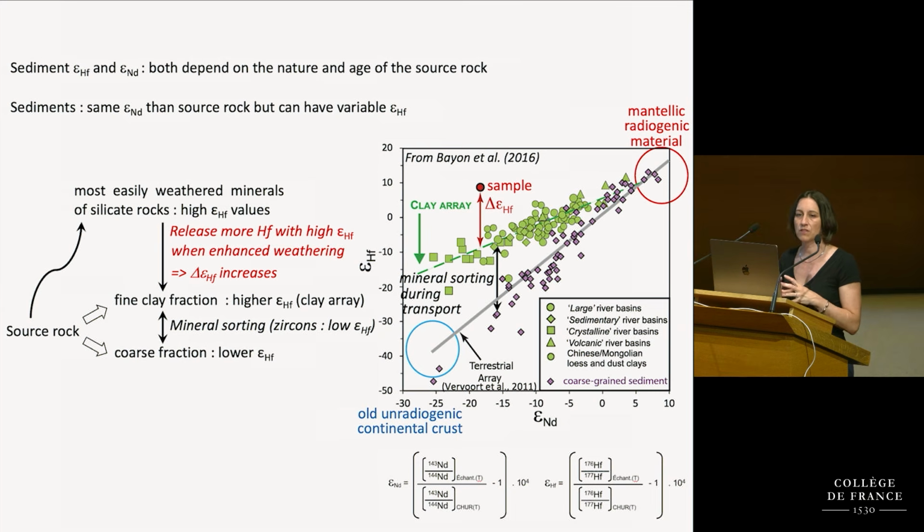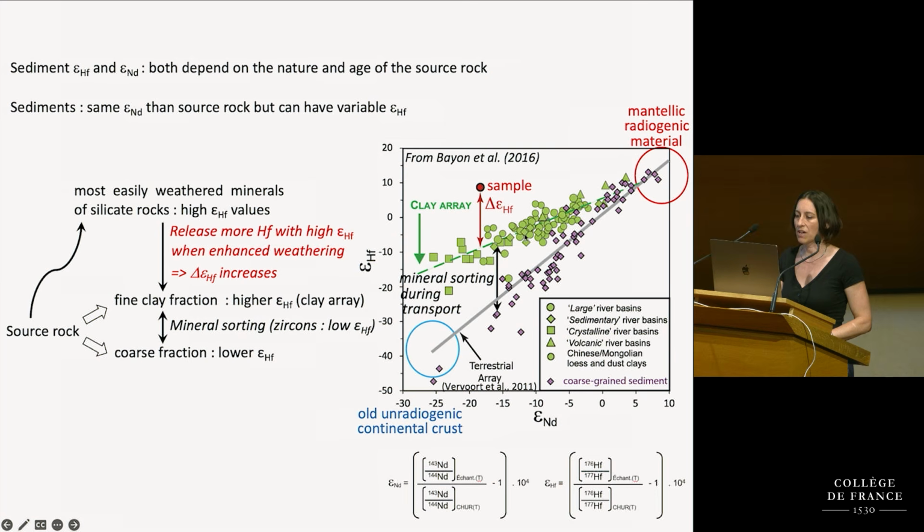By contrast, these two systems are decoupled during Earth surface processes. A large part of this decoupling arises from mineral sorting during transport, with the finest part of the sediments, the clay fraction, yielding systematically higher epsilon hafnium values than the coarser fraction of the sediment.